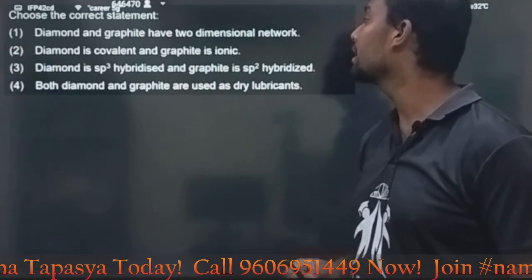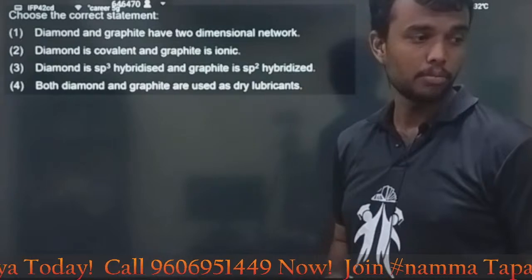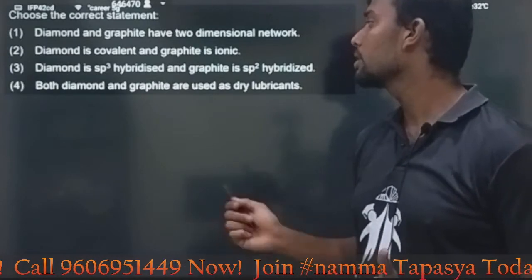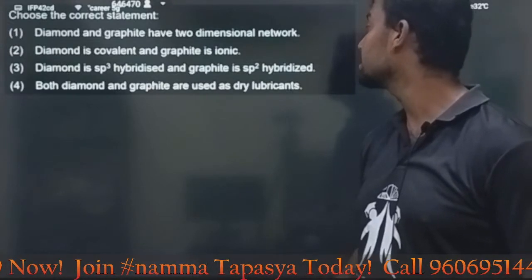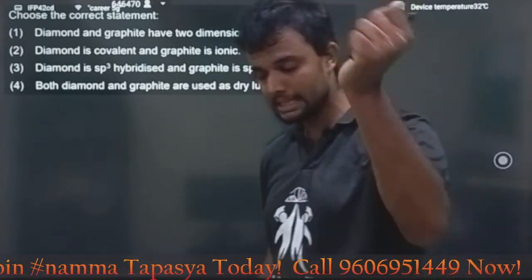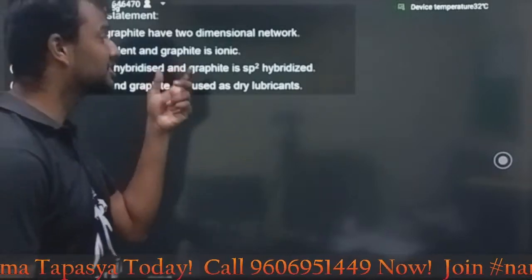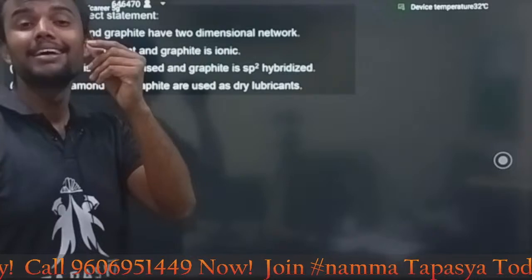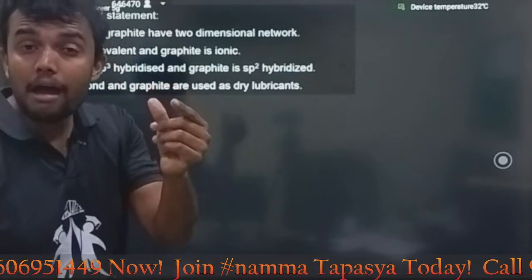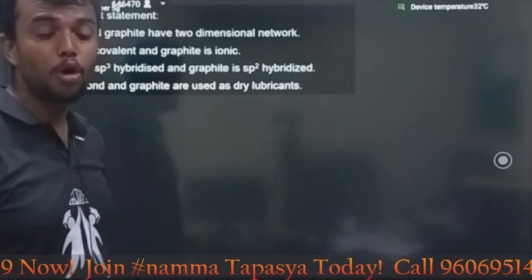Second one, diamond is covalent and graphite is ionic. Reverse, both are covalent only, bhaiya. No, this one. Then the third one, diamond is sp3 hybridized and graphite is sp2 hybridized. Obviously it is correct, sp3 hybridized, that's why there is no electron remaining in the compound, that's why it is a non-conductor.